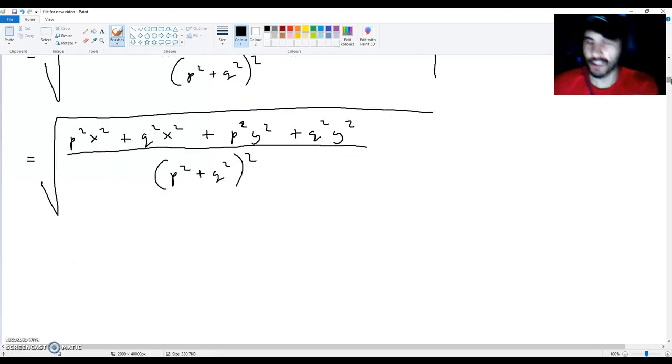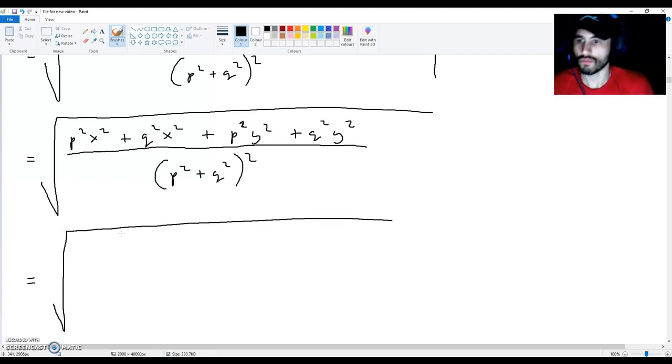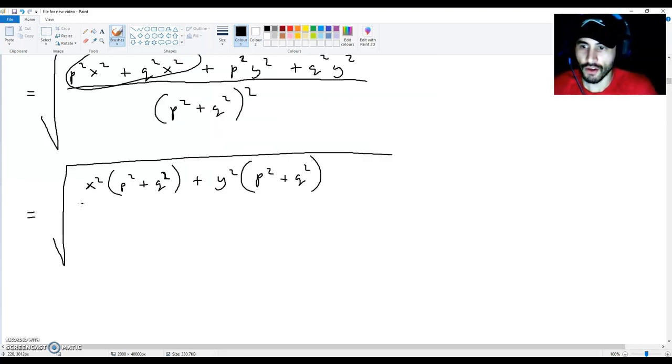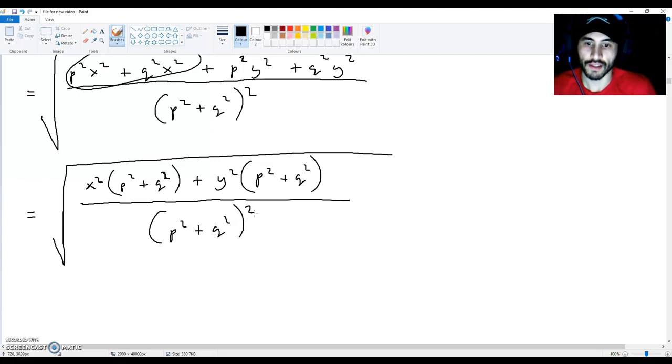Alright, you can actually see where this is going. Now that we've got this, we get root of x squared multiplied by (p squared plus q squared), which is this, plus y squared multiplied by (p squared plus q squared), and that is over (p squared plus q squared) squared. Alright?